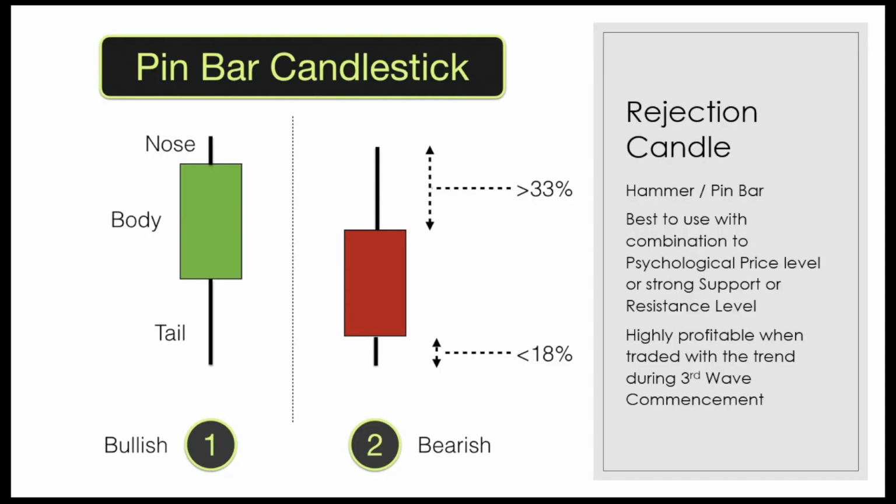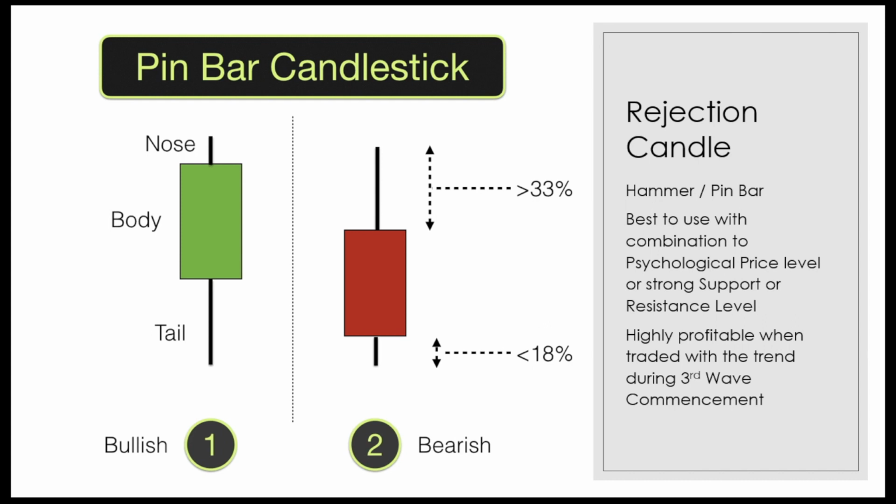So the first one is the pin bar. Pin bar is also known as the rejection bar. Some call it hammer, some call it inverted hammer if it's bearish, and some call it hanging man or shooting star. There are lots of names to it, but let's call it a rejection candle. It is best used with a combination of a psychological price level like 0.05 or 0.10, and with a strong support or resistance level. If you can draw support or resistance levels in the chart, you can actually make a great amount of profit just by trading the pin bar.